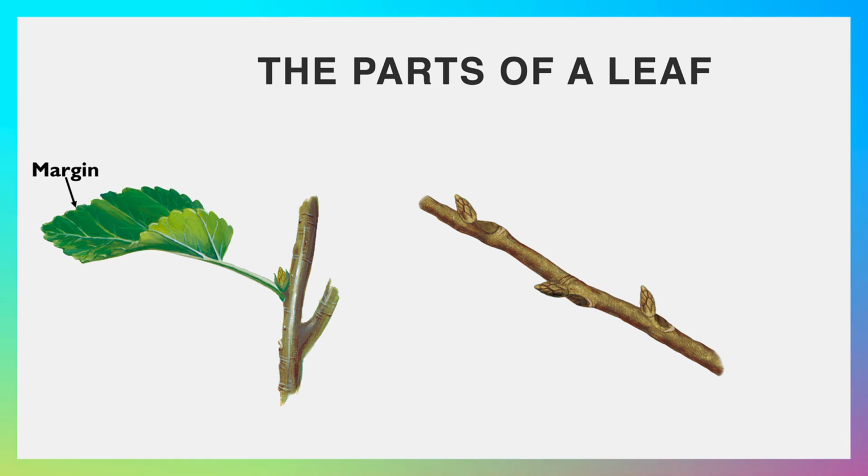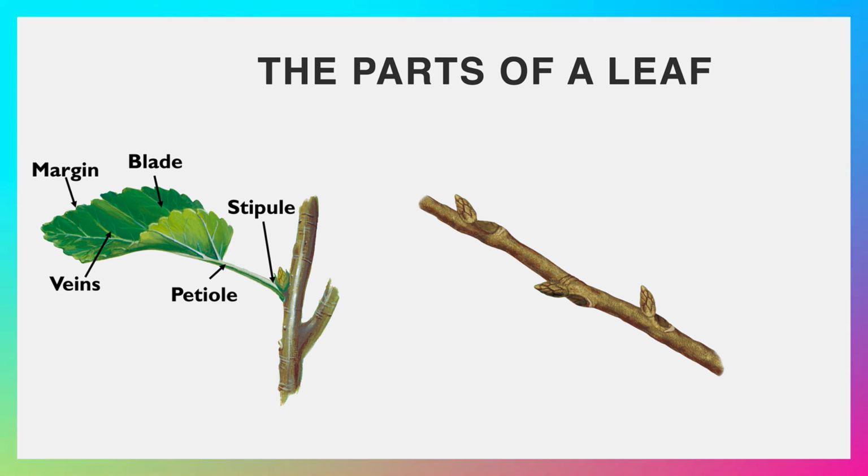So the first one is the margin, which you can see over on the left. The blade, and that's not meant to point at a vein, that's meant to just point at the leaf itself. That part is called the blade. And then inside the blade are these pipelines that are called veins. And then here is the attachment to the stem that's called the petiole.